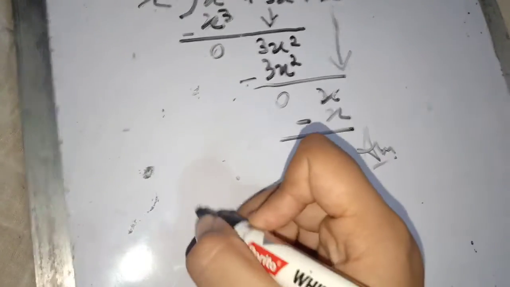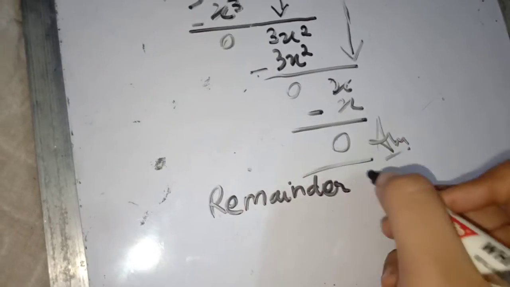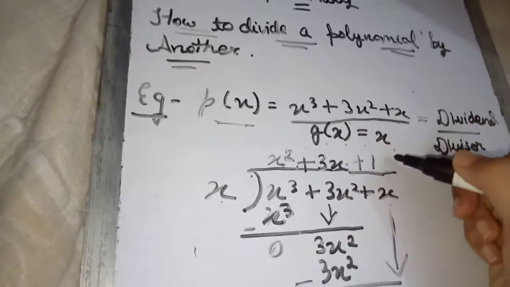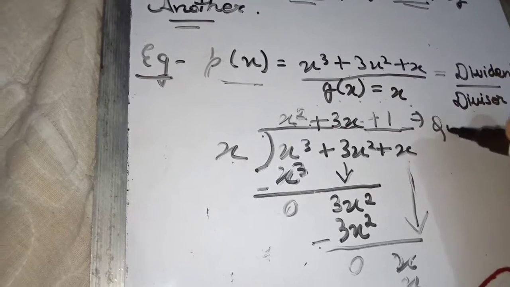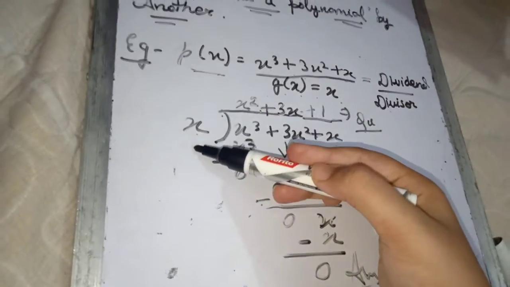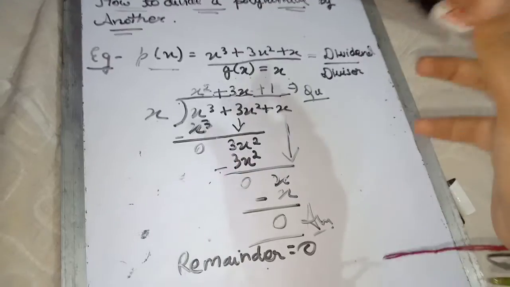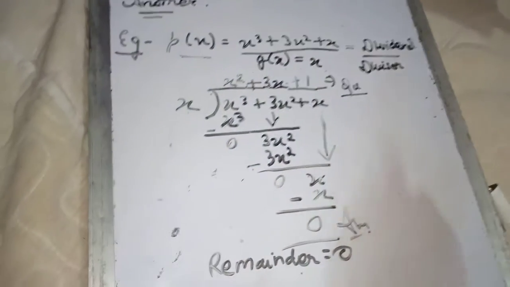So our remainder is 0, and this is the quotient. Okay, this is the quotient, this is the remainder, this is the divisor, and this is the dividend. So this type of question you will do like this.